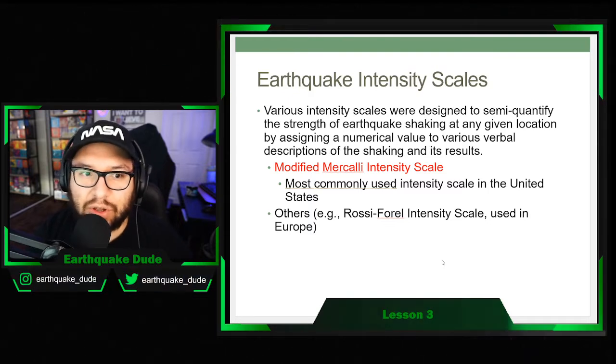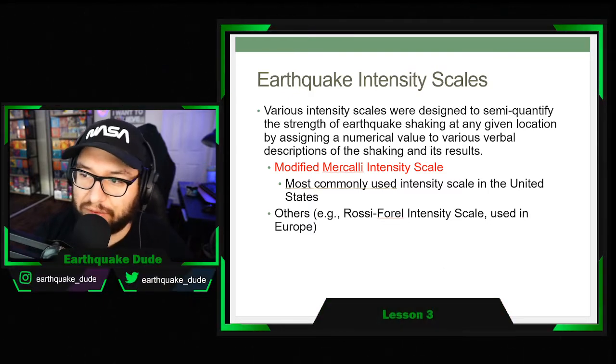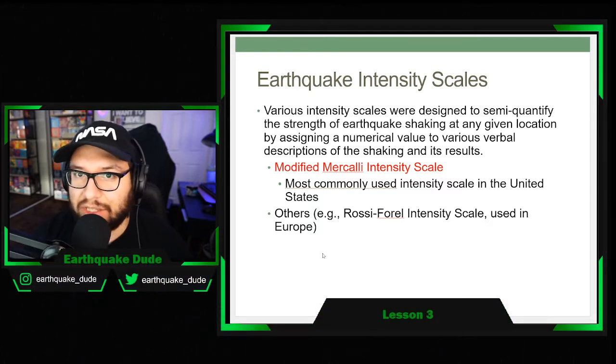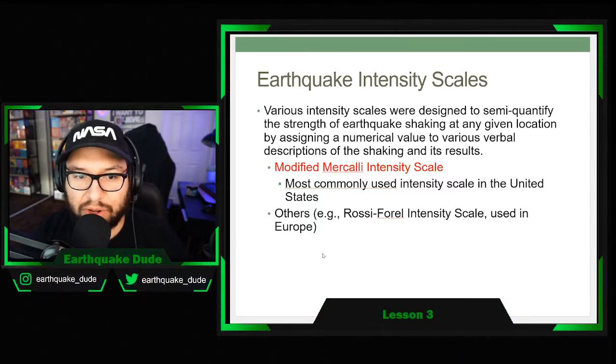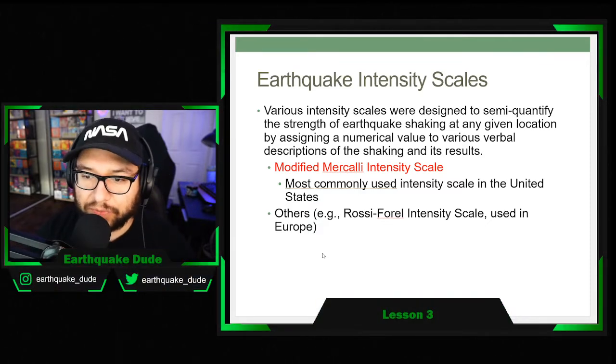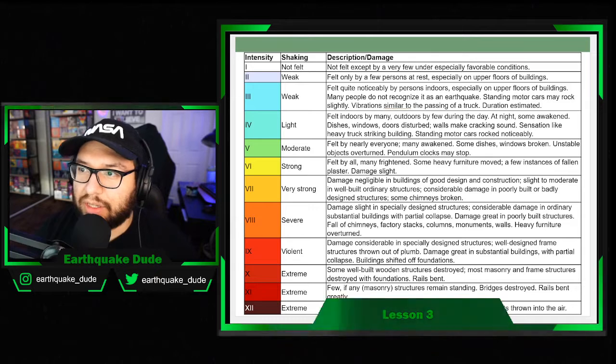That scale is called the Modified Mercalli scale, and it's this one right here in red. It's the most commonly used intensity scale in the United States. Now, there is another one called the Rossi-Forel, which is mostly used in Europe. We don't use that one here. We use the Modified. Okay, so let me show you the scale.